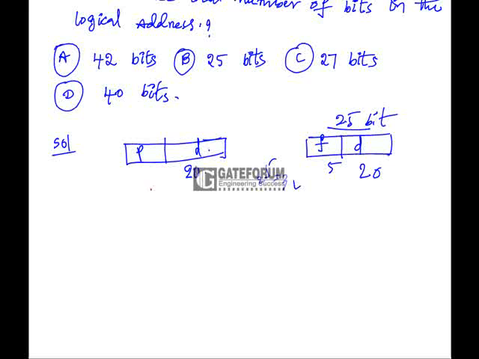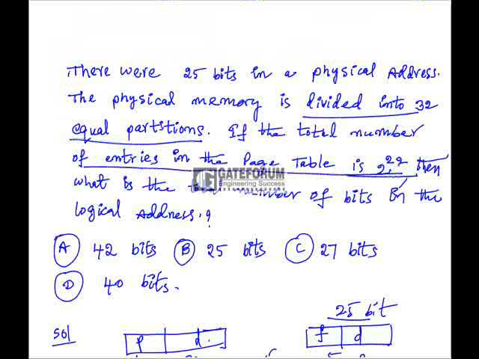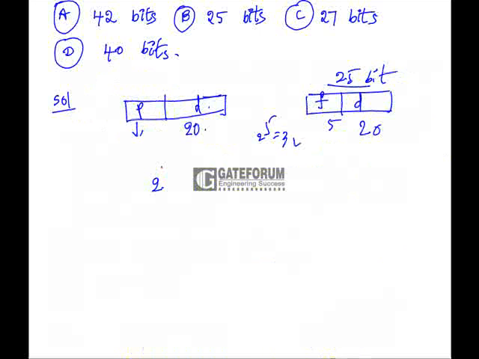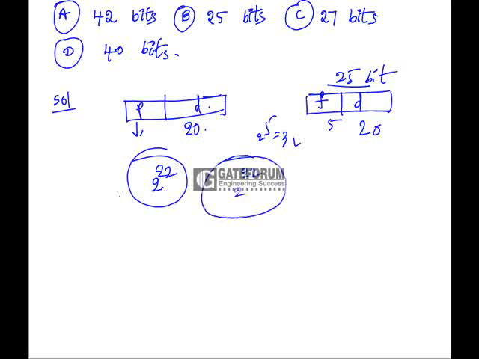The small hint given in the problem is that the number of entries in the page table is 2 power 22. Actually, the number of entries of the page table is equal to the number of pages available. So if there are 2 power 22 entries in a page table, definitely 2 power 22 pages are available. To identify one page among these 2 power 22 pages, we require 22 bits. So 22 bits are for the page number, and 20 bits are the displacement.